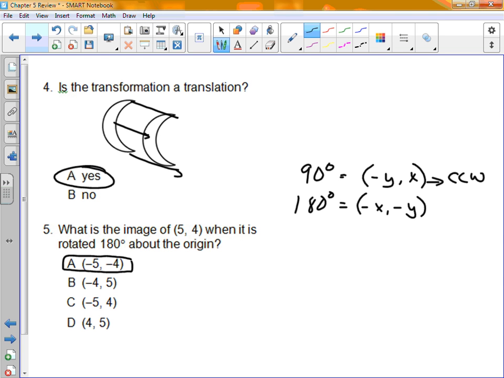Anybody want to explain why I'm saying here that I don't need to give you 270? How is it that you should know what 270 is? That's right. It's just the opposite of 90. So the opposite of 90, if I took that and made it the opposite, would be (y, -x).